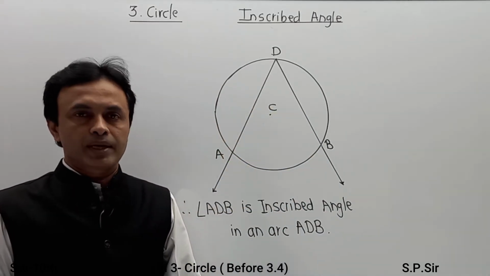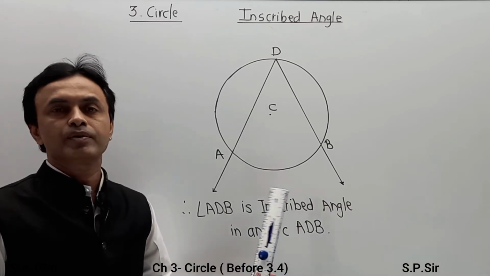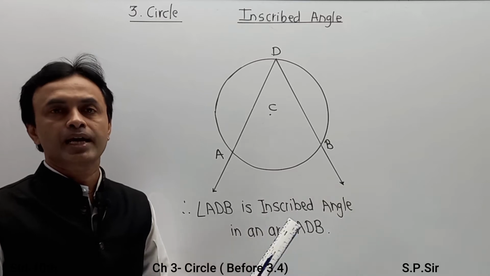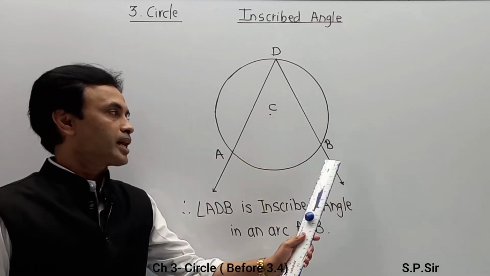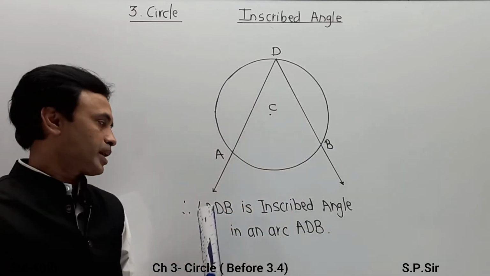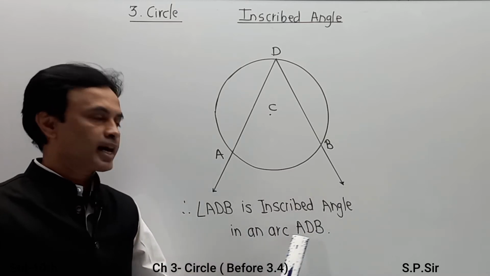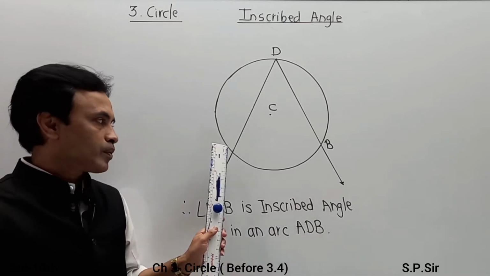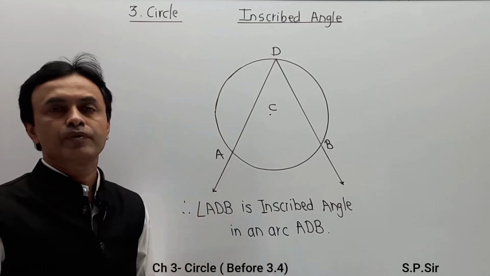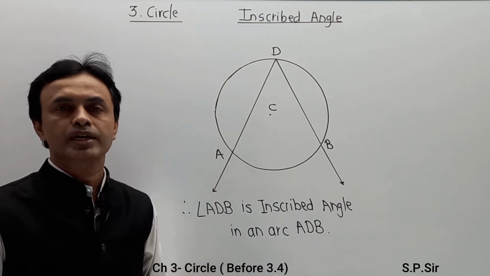Now students, remember, we have very limited questions about inscribed angle, but there is another part. This angle is protected by this arc. This angle is covered by this arc. That's why angle ADB is an inscribed angle in an arc ADB. Now we have to start the measurement for the inner arc, and that is called the intercepted arc. Now we are going to start that part.